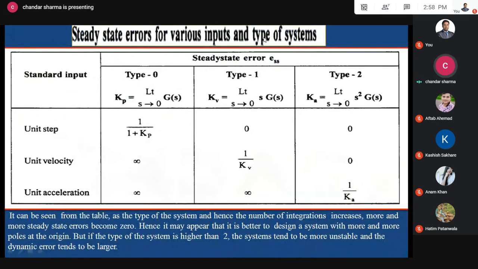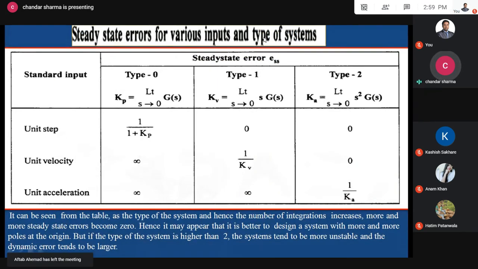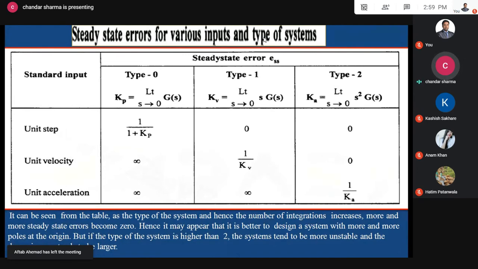If I make that table of steady state error for various types of inputs and types of system, you can see ESS. These are the standard inputs: unit step, unit velocity, and unit acceleration. And the formula for type 0, that is when there is no pole at origin, that is called type 0, when the system is given a unit step input.